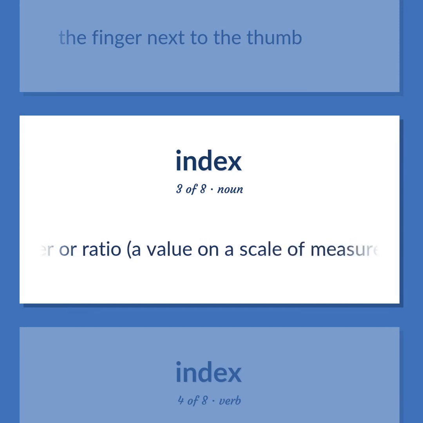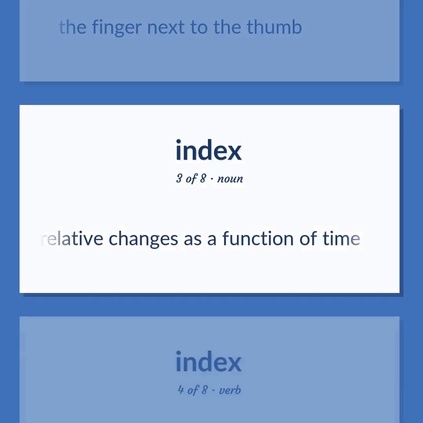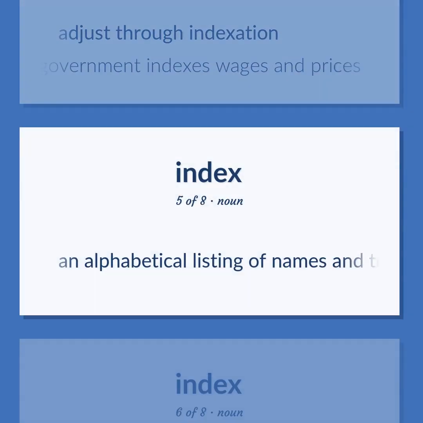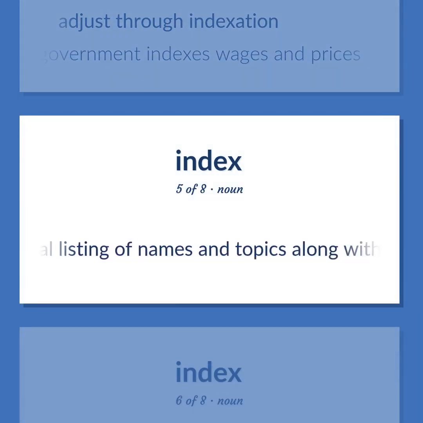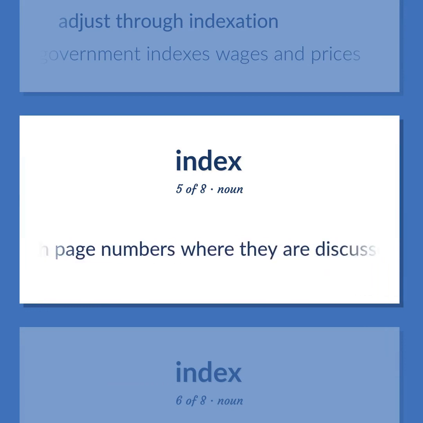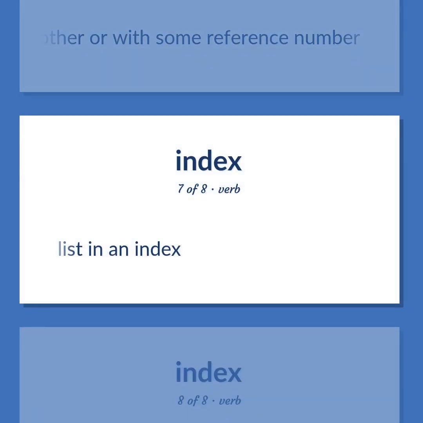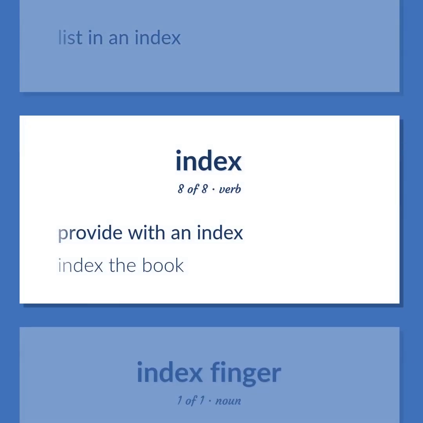A number or ratio, a value on a scale of measurement, derived from a series of observed facts, can reveal relative changes as a function of time. Adjust through indexation. The government indexes wages and prices. An alphabetical listing of names and topics along with page numbers where they are discussed. A numerical scale used to compare variables with one another or with some reference number. List in an index. Provide with an index. Index the book.